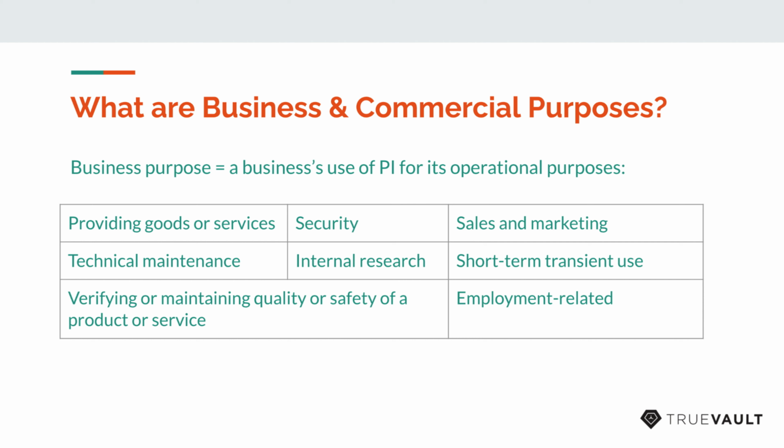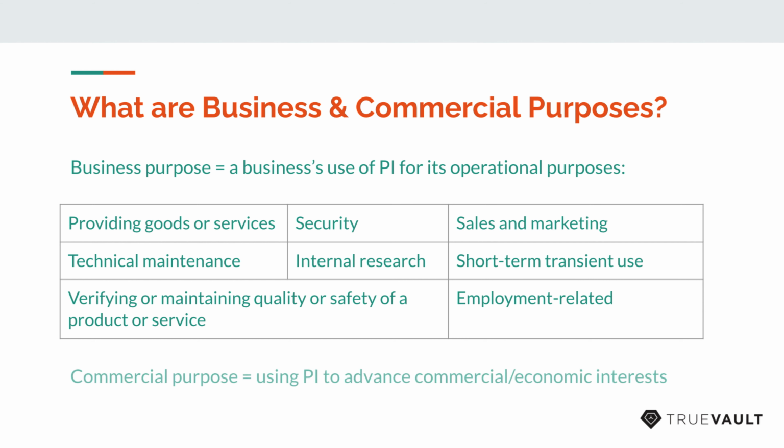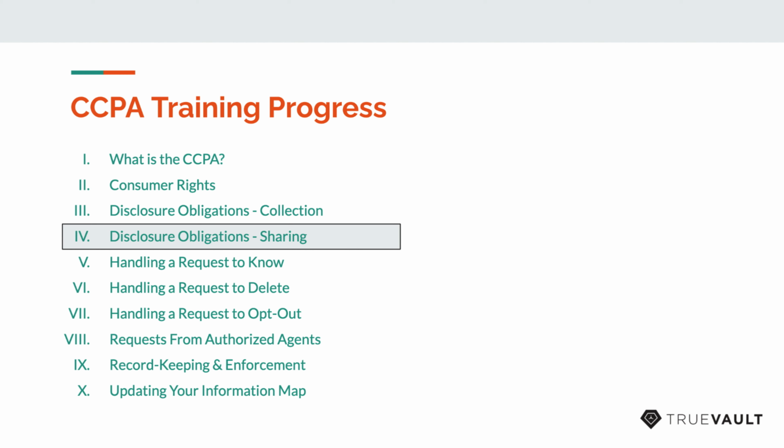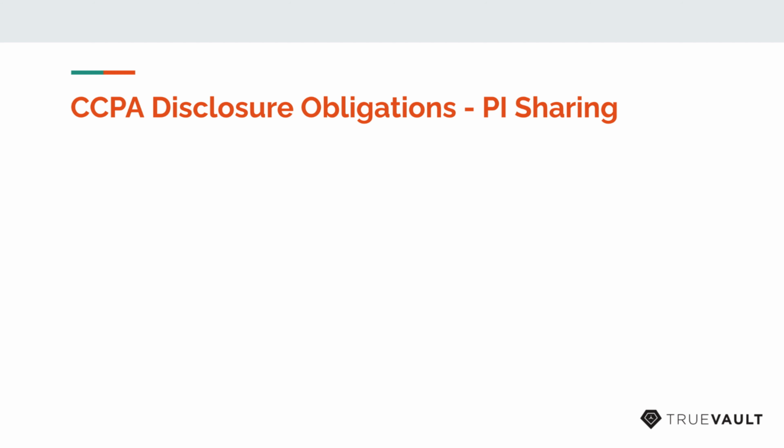A commercial purpose describes the use of personal information to advance commercial or economic interests. An example would be using a consumer's personal information to advertise a product to them. A business is required to disclose when it collects personal information for a commercial purpose. Now let's learn about a business's disclosure obligations regarding its personal information sharing practices. A business is required to disclose the categories of third parties with whom it shares personal information.